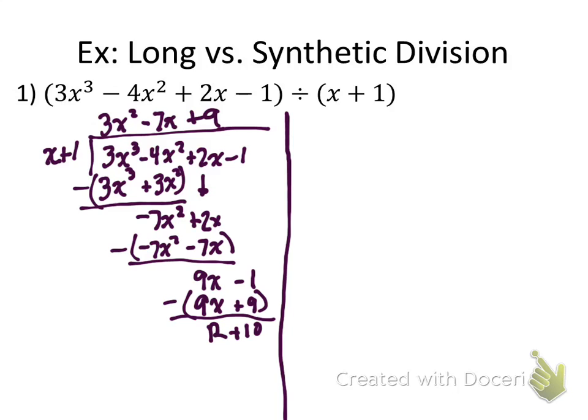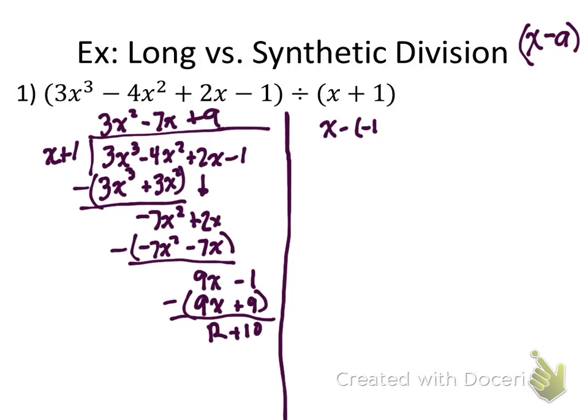We could use synthetic division whenever our divisor is in the form of x plus a, or x minus a. Now, over here it says x plus 1. That doesn't work, but we know that x plus 1 could be rewritten as x minus negative 1. Right? So our a is really negative 1 in this instance.